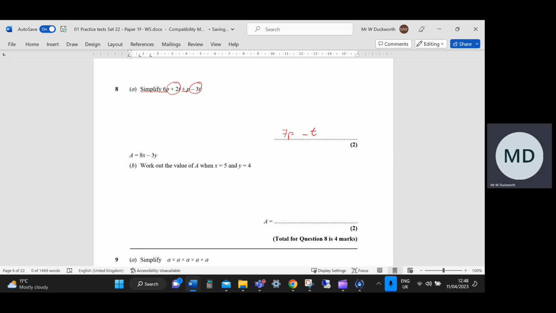And part B, work out the value of a when x is equal to 5 and y is equal to 4. So some basic substitution. So a is going to be equal to 8 times by the value for x, which is 5, minus 3 times the value for y, which is 4. So we're looking at 8 times 5 is 40, minus 12. So that's going to be 28.